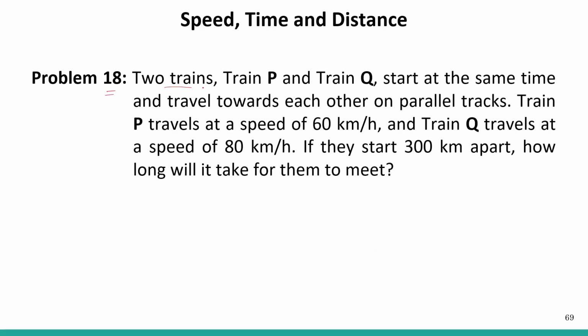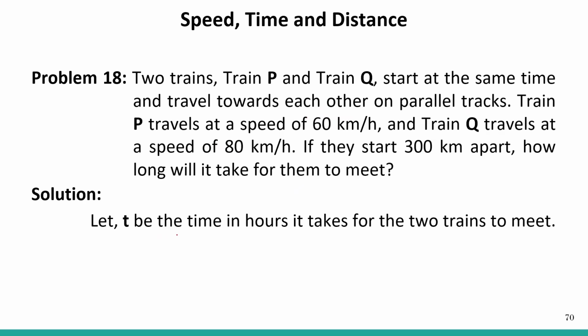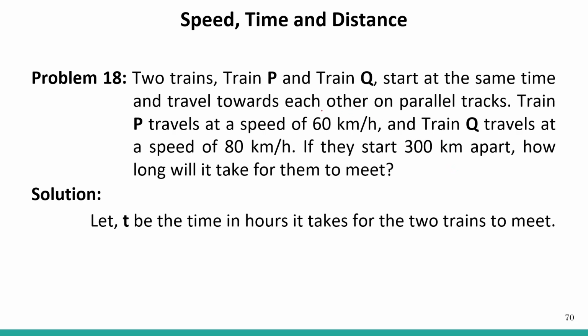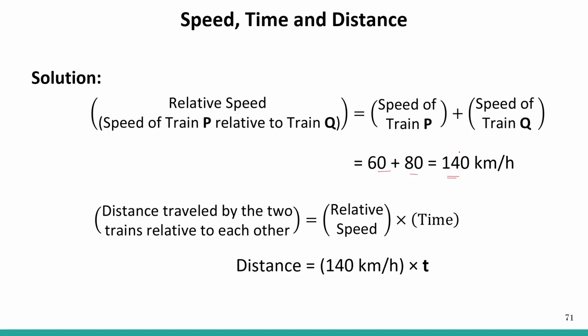Okay, so two trains, train P and train Q, start at the same time and travel towards each other on a parallel track. So train P travels at a speed of 60 km per hour and train Q travels at a speed of 80 km per hour. If they start 300 km apart, how long will it take for them to meet? Okay, so let t be the time in hours it takes for the two trains to meet. So relative speed between train P and train Q will be what? So it will be 60 plus 80 is equal to 140 km per hour, because they are traveling towards each other, so their direction is opposite on parallel tracks.